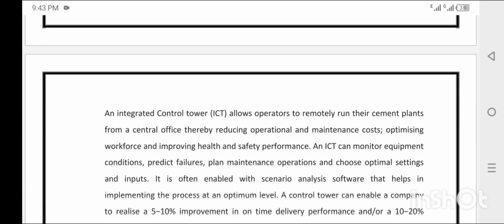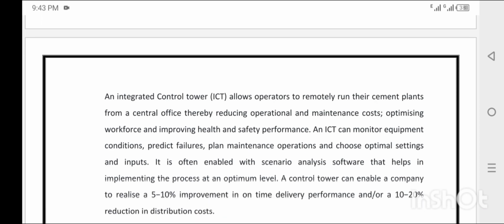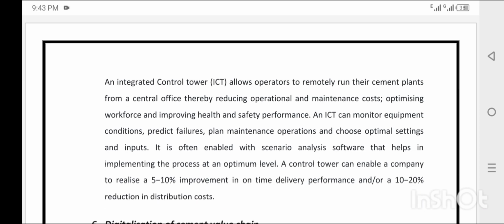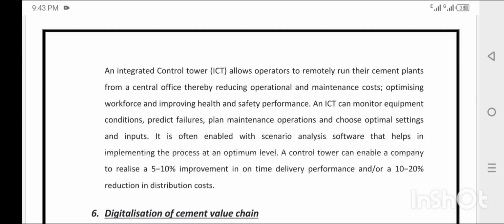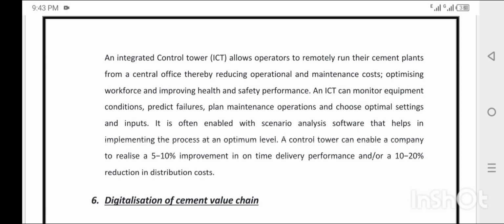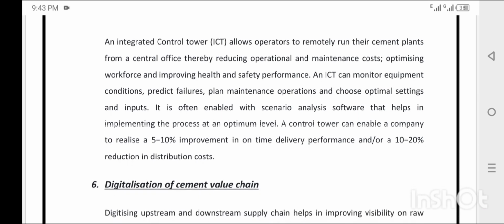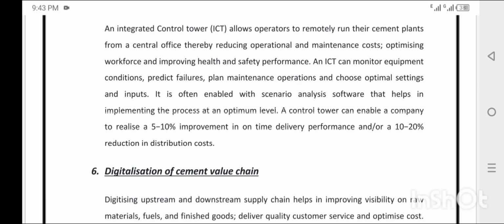Now the fifth step is integrated control tower. This tower allows operator to remotely run their cement plant from a central office by reducing operational and maintenance cost, optimizing workforce and improving health and safety performance. An integrated control tower can monitor equipment condition, predict failures, plan maintenance, operation, and choose optimal settings and inputs. It is often enabled with scenario analysis software that help in implementing the process at an optimum level.